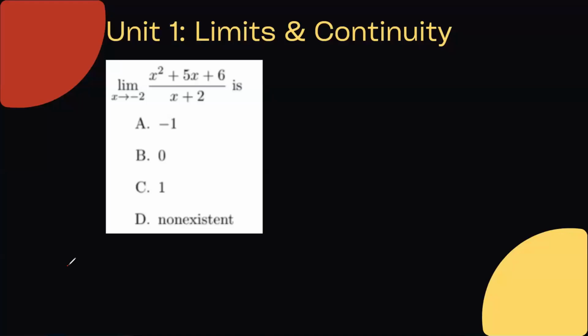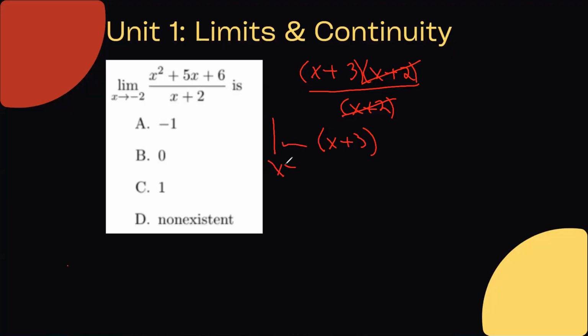This one, we want to investigate the limit as x approaches -2. Your first line of attack is to directly substitute -2 in. However, that makes the denominator 0. Since we have polynomials here, we should first start by trying to factor. The numerator factors into x plus 3 times x plus 2, over x plus 2. Factors of x plus 2 cancel, so you have x plus 3, and you take the limit as x approaches -2 for that, and you get +1, which is choice C.